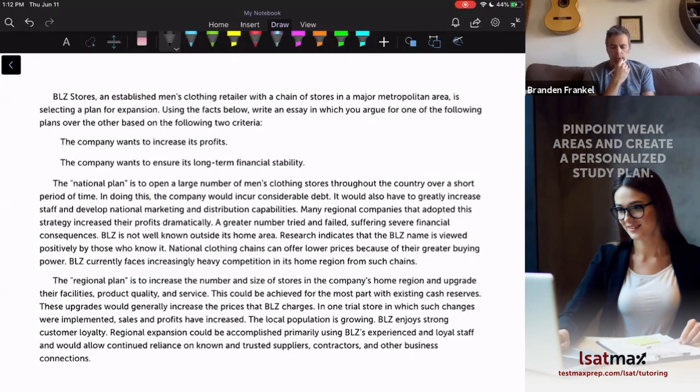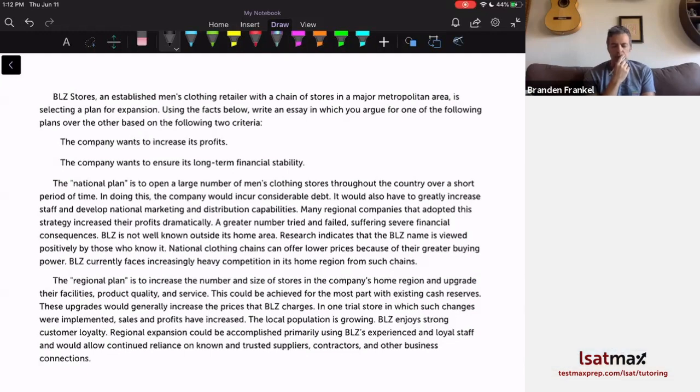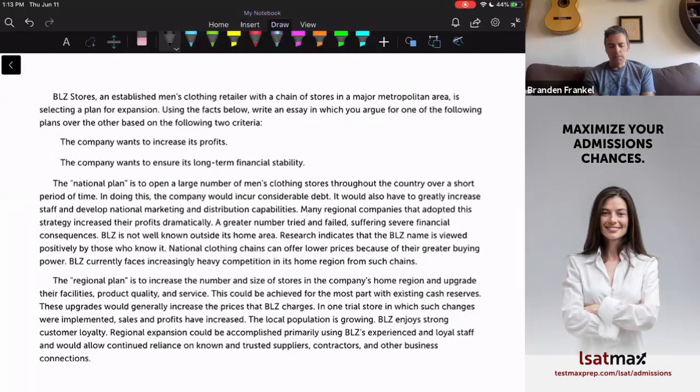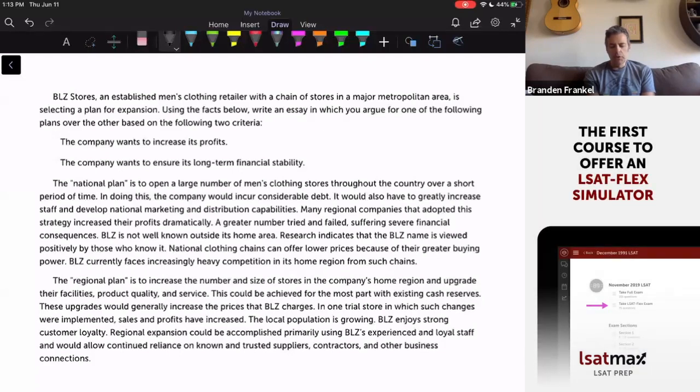BLZ Stores, an established men's clothing retailer with a chain of stores in a major metropolitan area, is selecting a plan for expansion. Using the facts below, write an essay in which you argue for one of the following plans over the other based on the following 2 criteria. The company wants to increase its profits. The company wants to ensure its long-term financial stability.